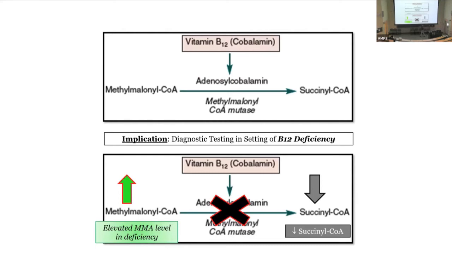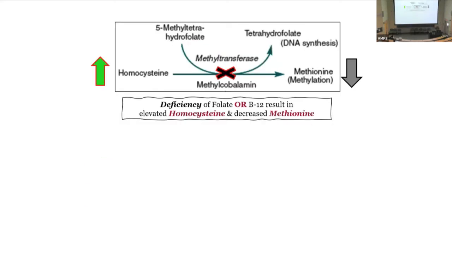But really what goes on is this MMA level is increased. So that's unique to B12 deficiency. So deficiency of folate or B12 is the other arm of the pathway. No B12, or if you're folate deficient, elevated homocysteine levels. And you can measure those.